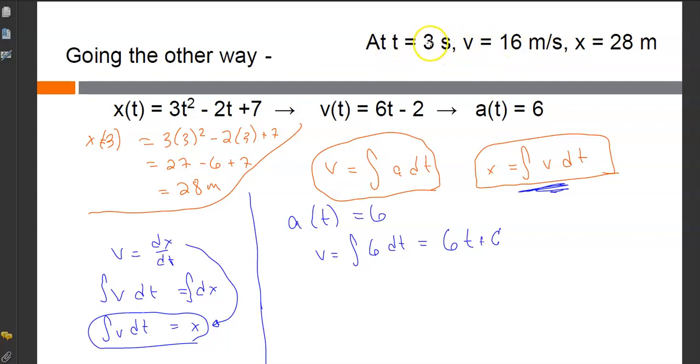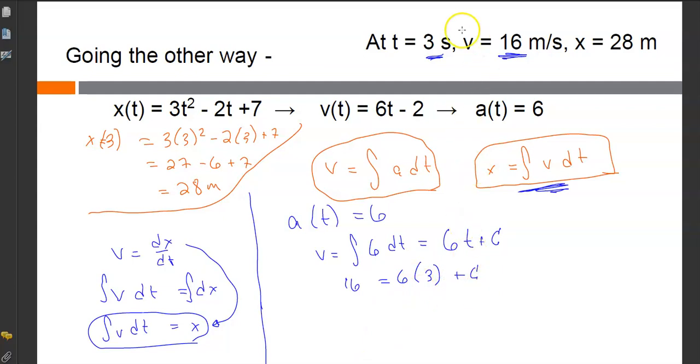They say, well, at time 3 seconds, I was moving 16 meters per second. So if I take those two numbers and put them in down here, the velocity is 16 when the time is 3, and there's that plus c. See how easy it is to come along and solve for c?